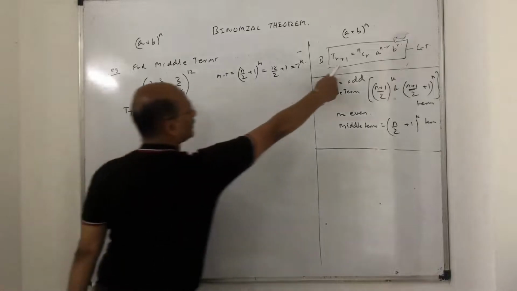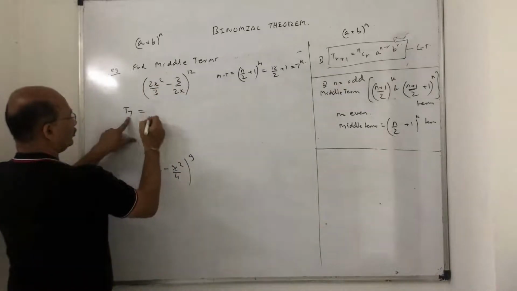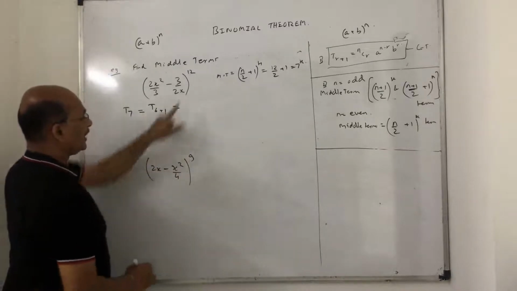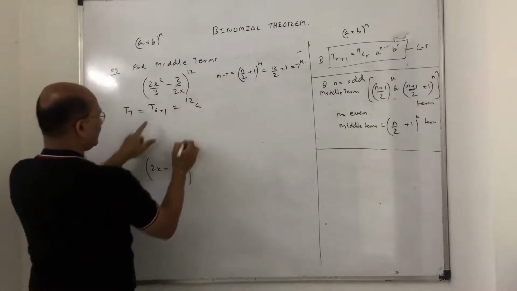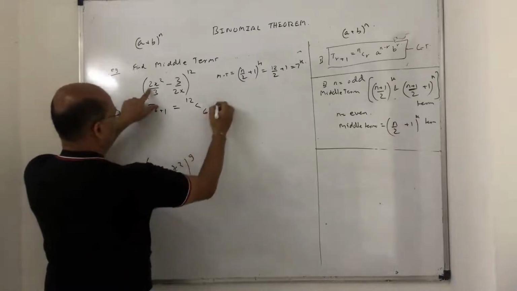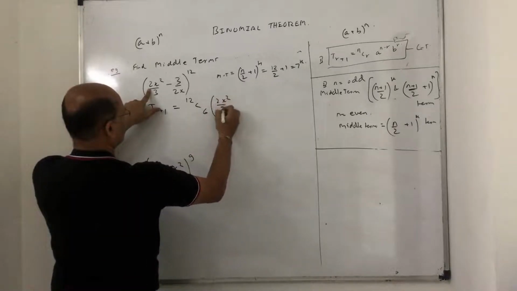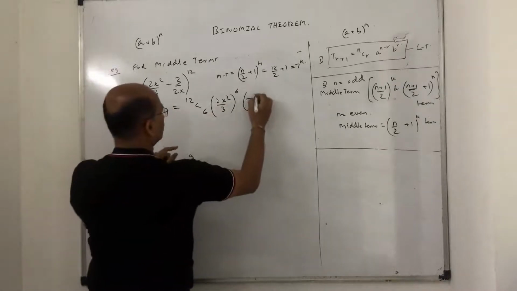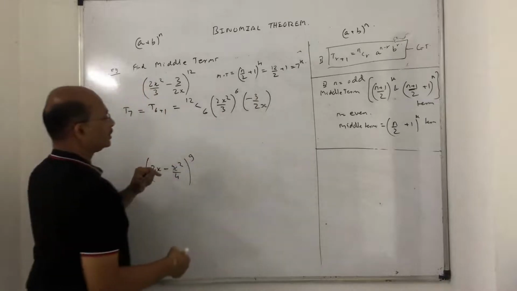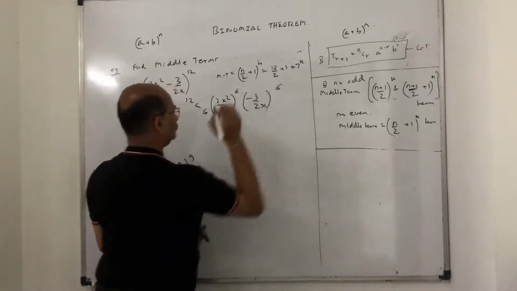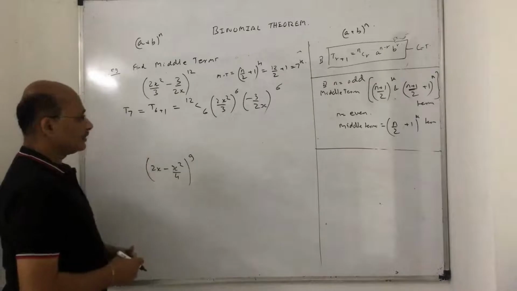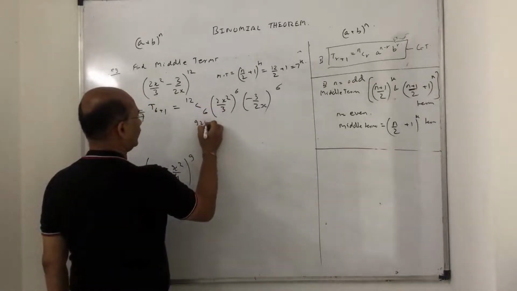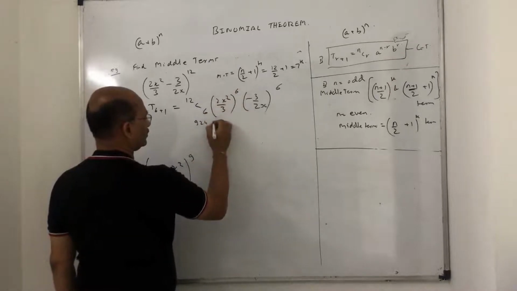Now the general term formula will come. The 7th term, I told you, you can write as 6 plus 1. So the 7th term will be 12C6, first term raised to 12 minus 6, which is 6, second term raised to 6. I think you can calculate on your own. So 12C6 is 924, 2 raised to 6.